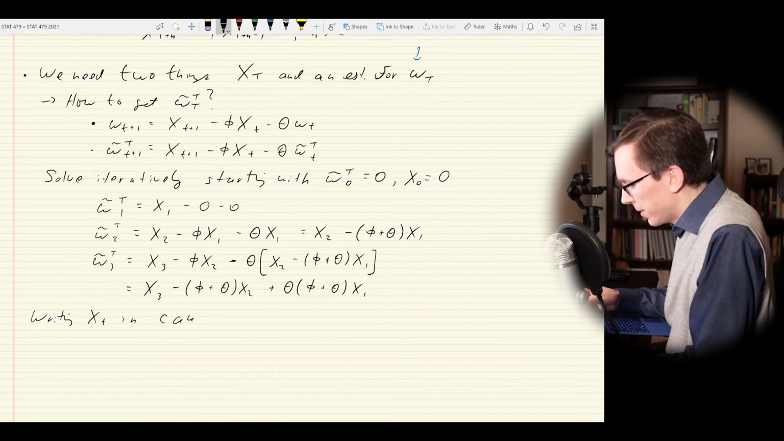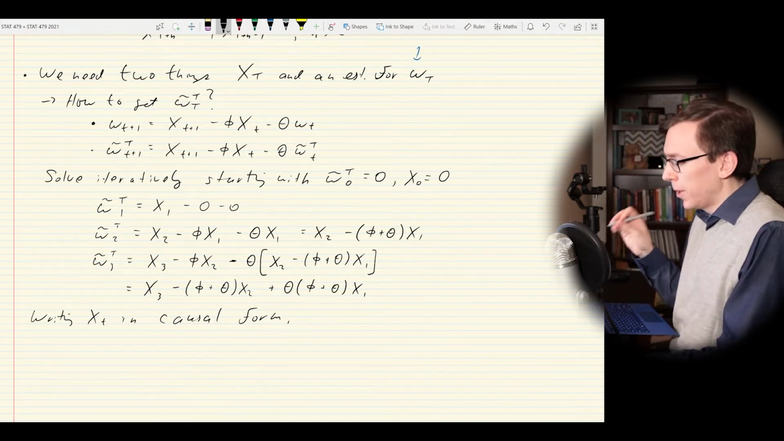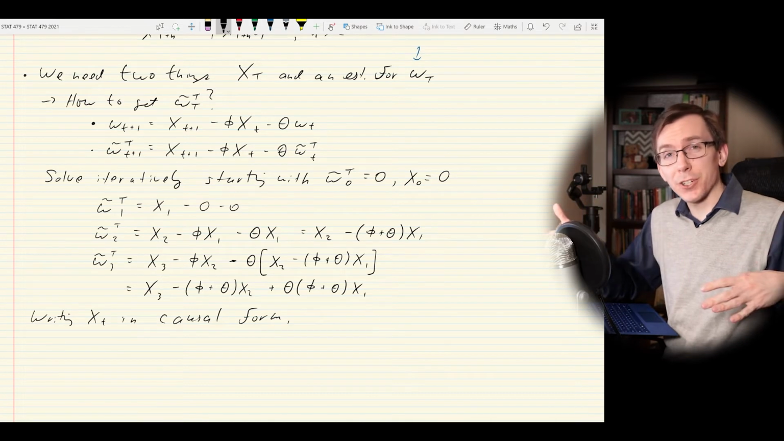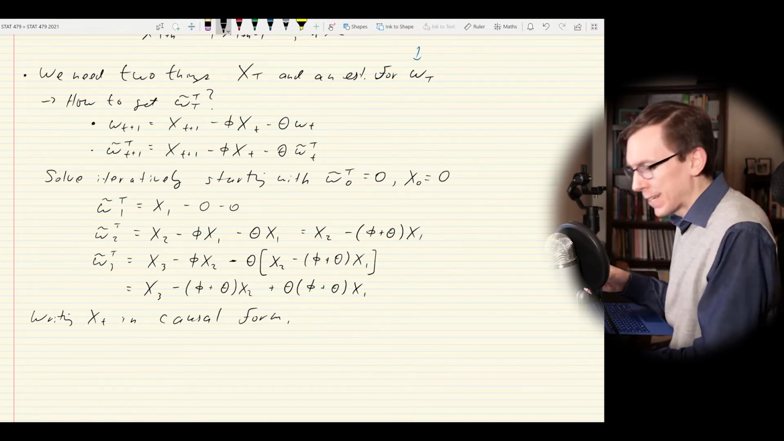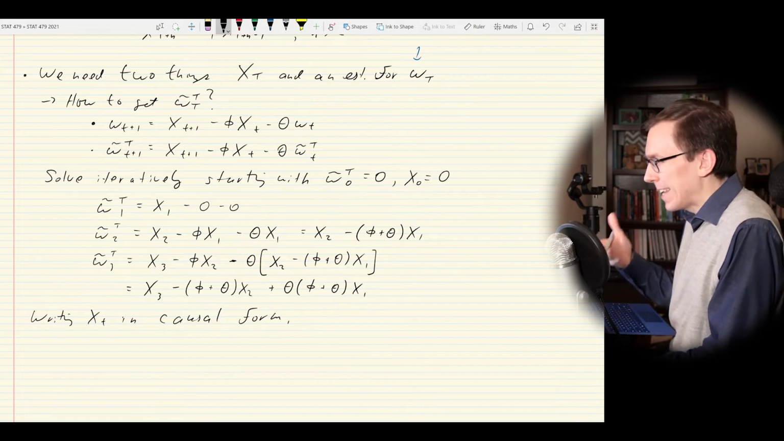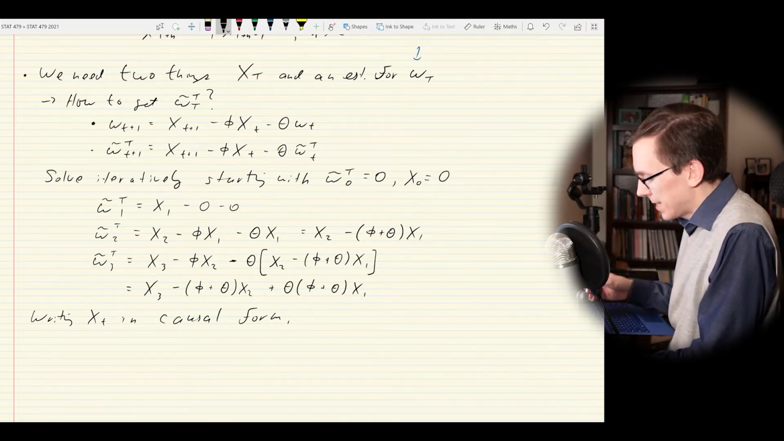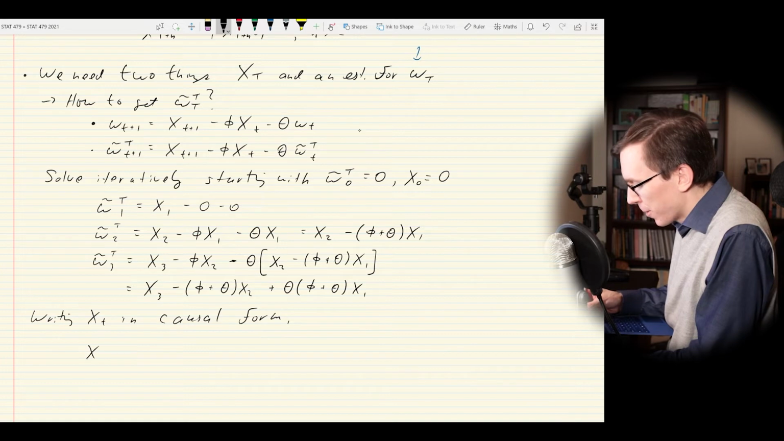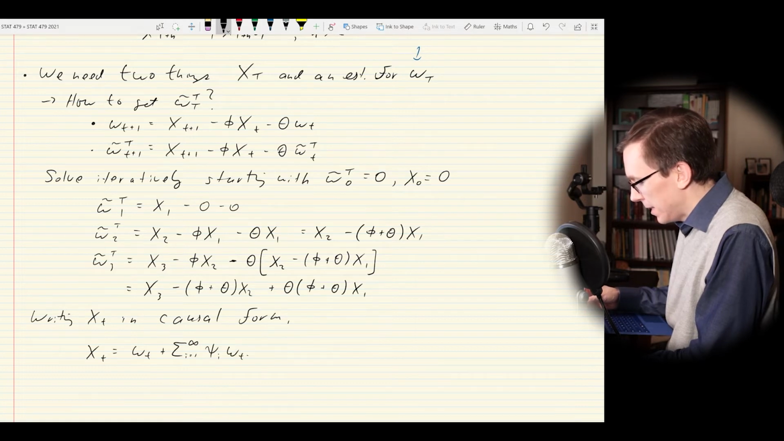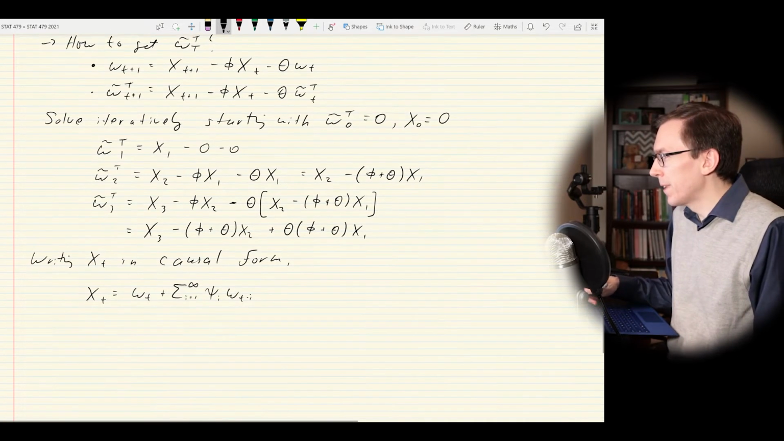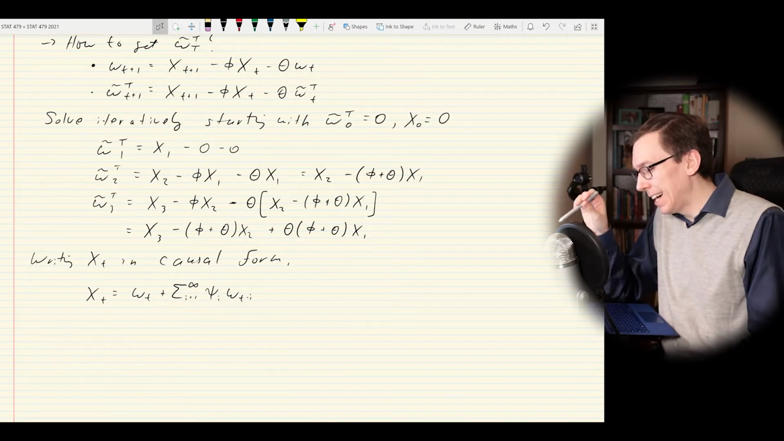So writing xt in causal form, what we end up with, right? What we also want to do is understand what the mean squared prediction error is doing. That's going to be important, right? Because that's kind of the variance of our prediction. Well, if we write this ARMA 1-1 process in causal form, what we get is xt is equal to wt plus the sum i from 1 to infinity of psi i w t minus i. So we already did that. But the point is that we can actually compute what psi i is.